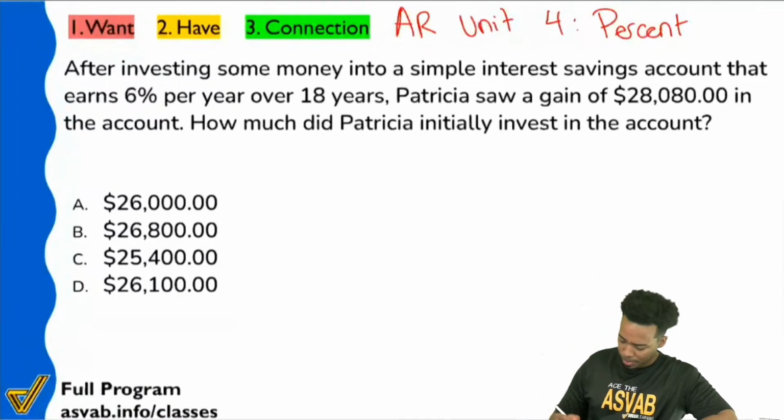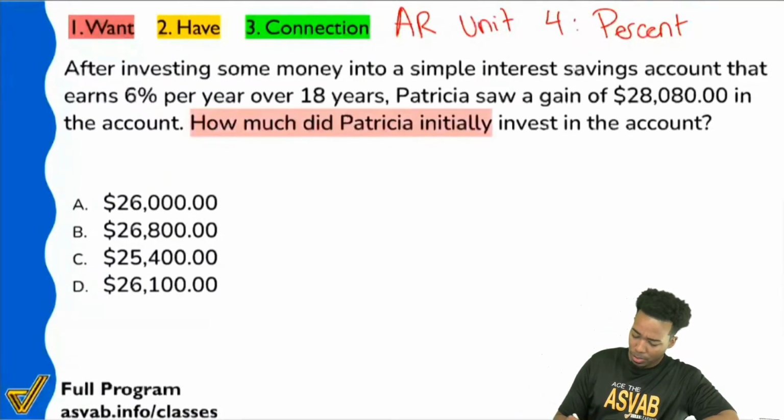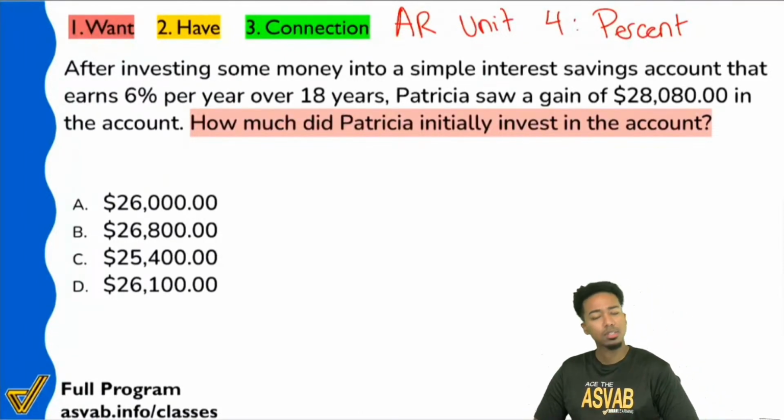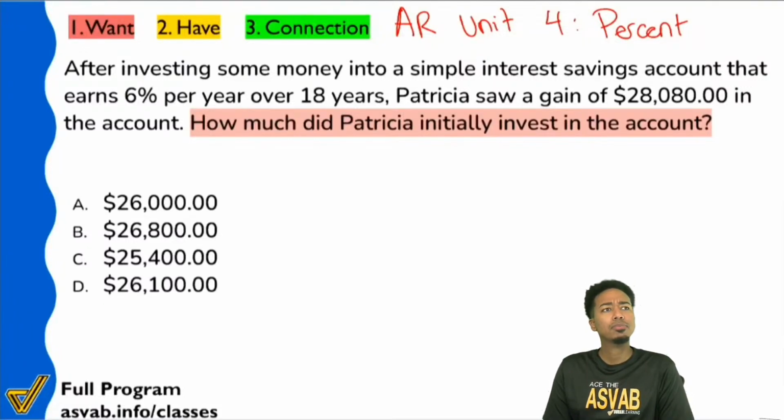So what it says here, my party people, is this. How much did Patricia initially invest in the account? Everybody, when we read that, how much did Patricia initially invest in the account? What's a word that you associate with initially? Right. What was there in the beginning? What was there at first? What was there before all the action?